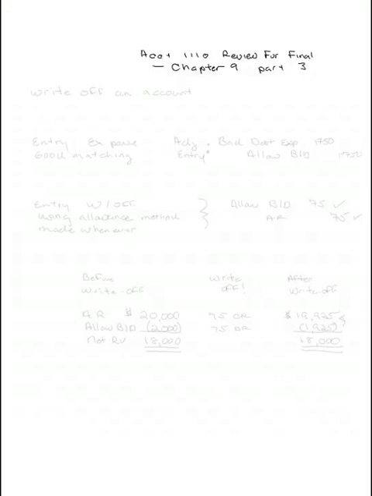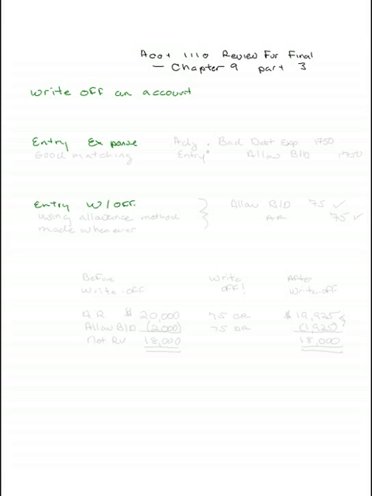I want to spend just a little bit more time on the concept of what happens under the allowance method when you write off an account. I think it helps you understand the difference between the entry to record the expense and the entry to record the write-off. And it's always on the final. So let's do that. I guess I should have abbreviated write-off, huh?